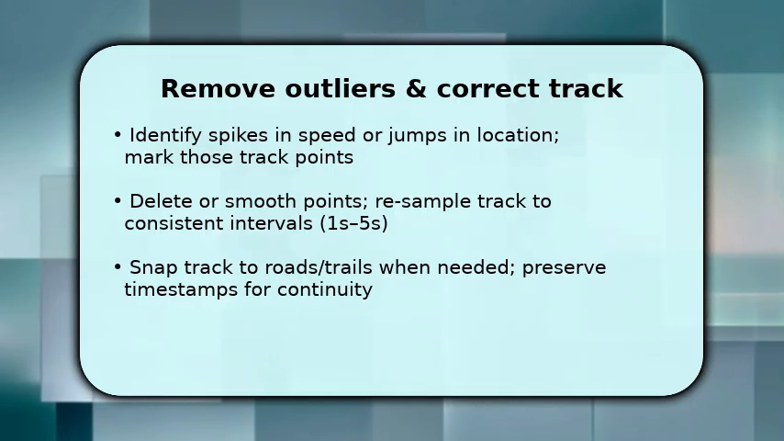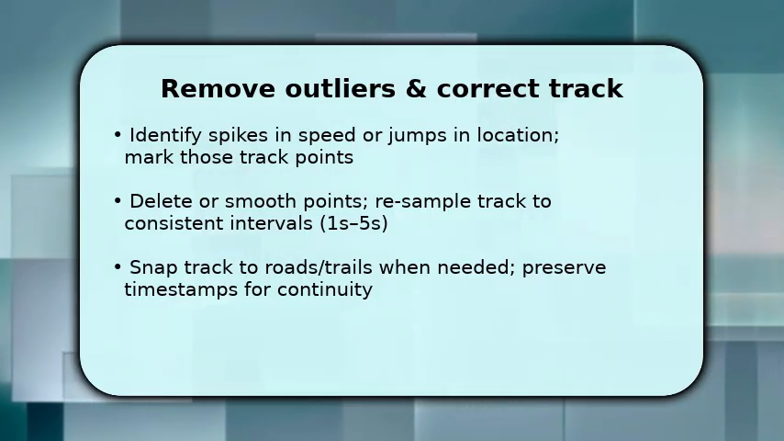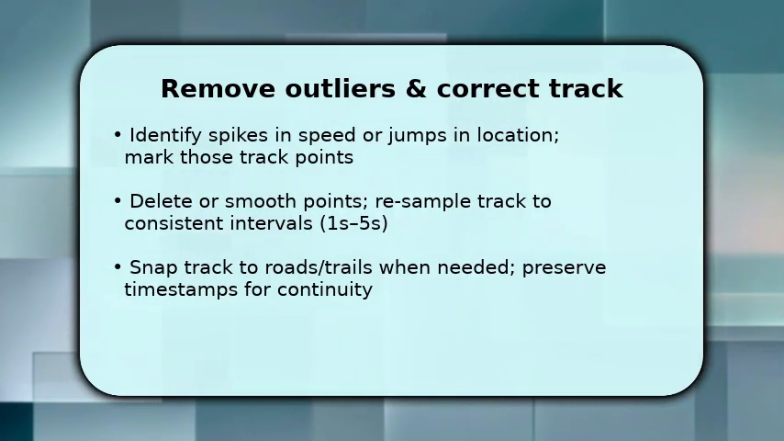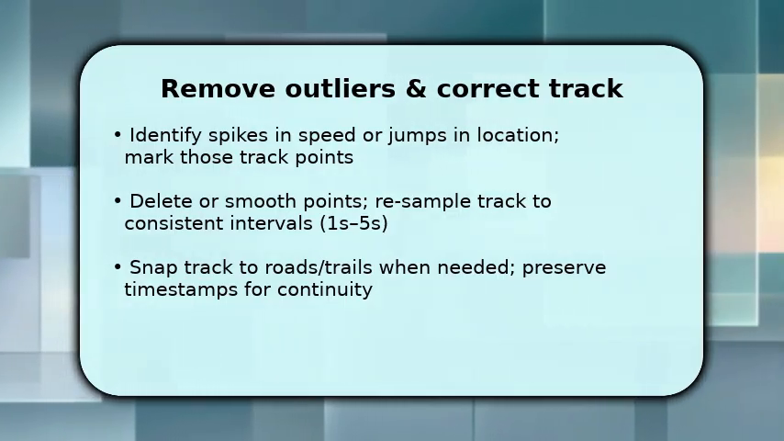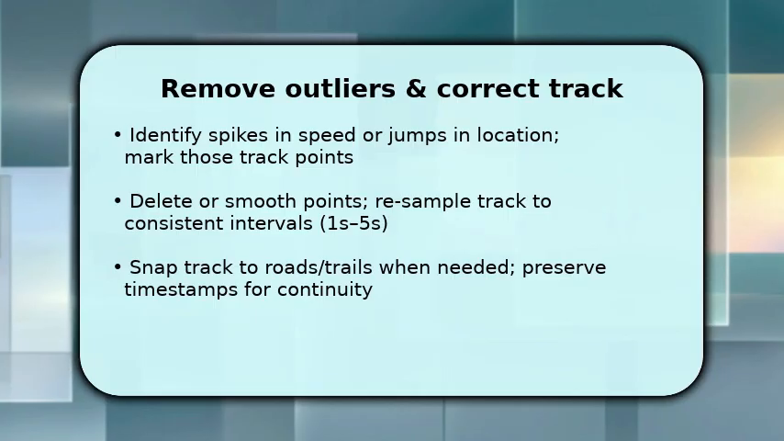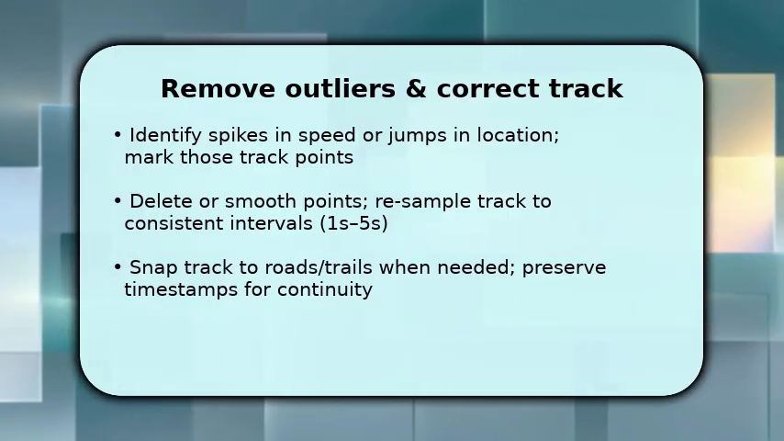You can smooth short sections by averaging nearby coordinates or resample the track to consistent intervals like 1 to 5 seconds to avoid irregular spacing. Make sure you preserve realistic timestamps so Strava interprets duration correctly.